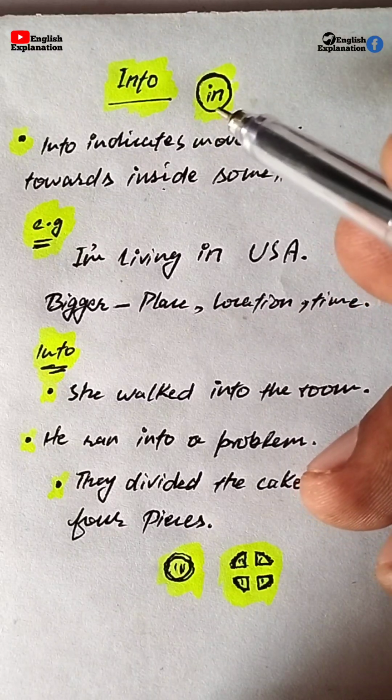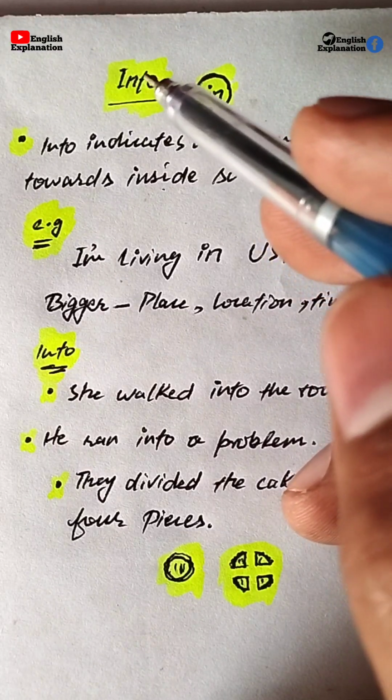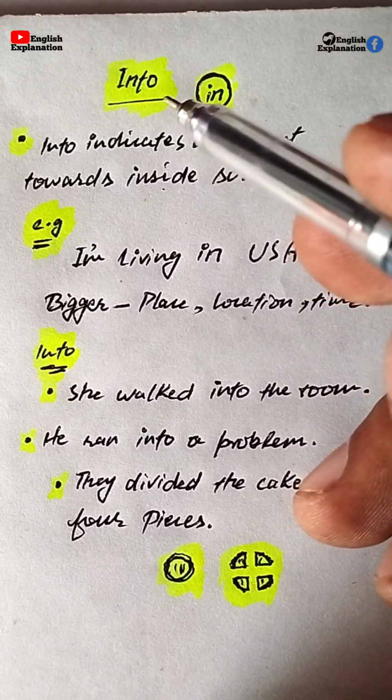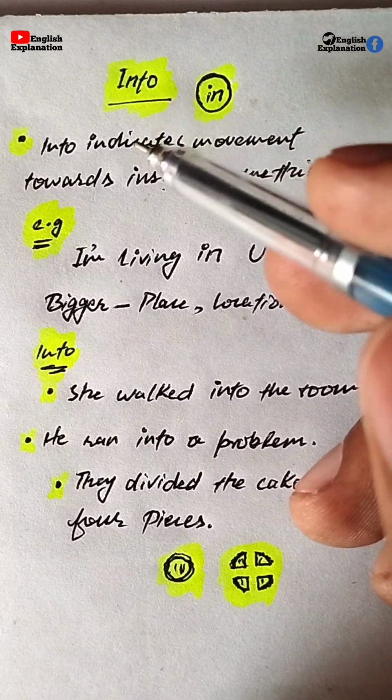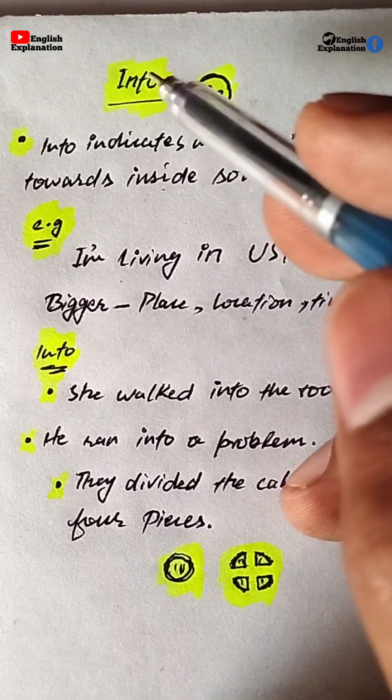Here you can see in, we are using to with in. So to is here because it's indicating a direction, or showing a direction. That's why we are using to here.